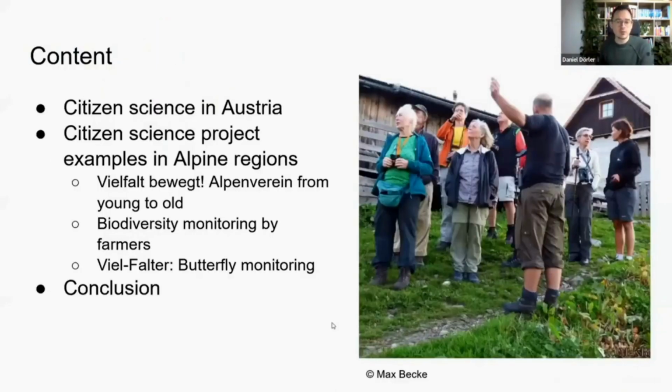But before, I want to give you a little bit of context in how citizen science is working in Austria, what is happening in the area of citizen science research, before going into three short examples of citizen science projects in alpine regions that also happen in protected areas. And I will close the presentation by giving some short takeaway messages if you want to start your own citizen science project in the future, for example.